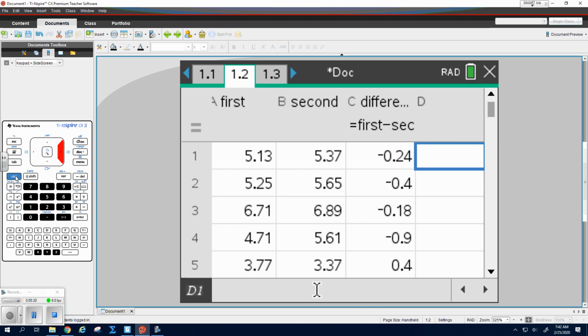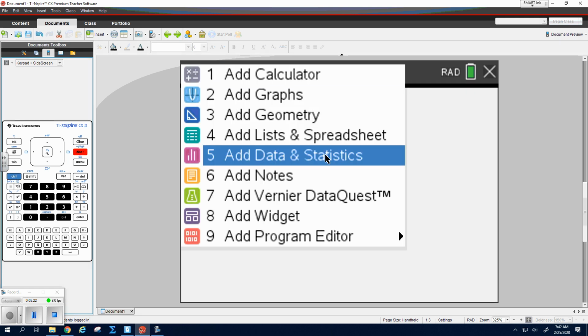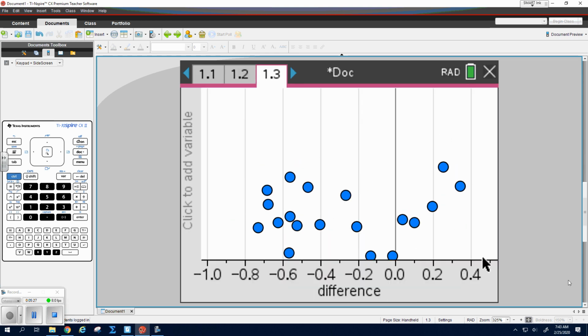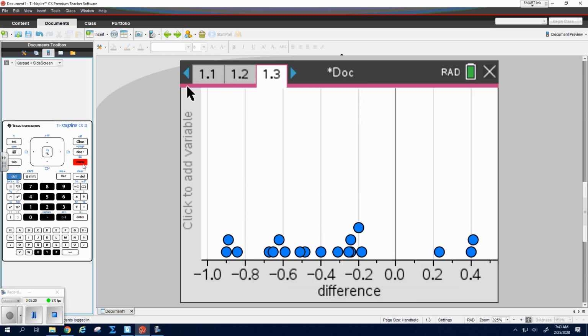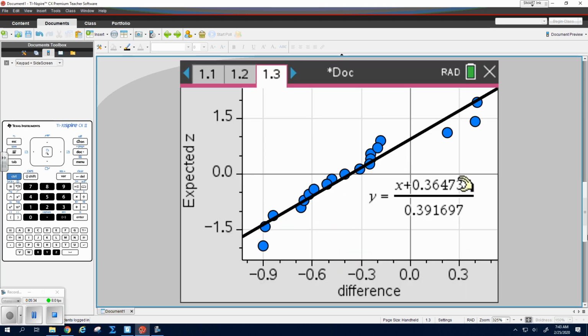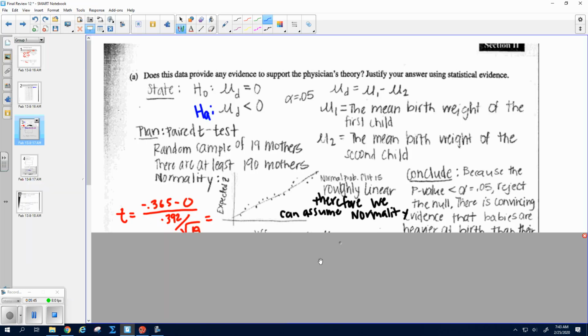So first I want to go Control plus Page. I'm going to add Data and Statistics, and at the bottom here I'm going to put difference. You can do box and whisker, or you can do the normal probability plot, which I'm going to do. Make sure you sketch a nice graph and you label your x and y axes. So you need to label difference and expected z and make a nice graph for the AP exam. All right, so this normal probability plot is roughly linear. Therefore, we can assume normality.